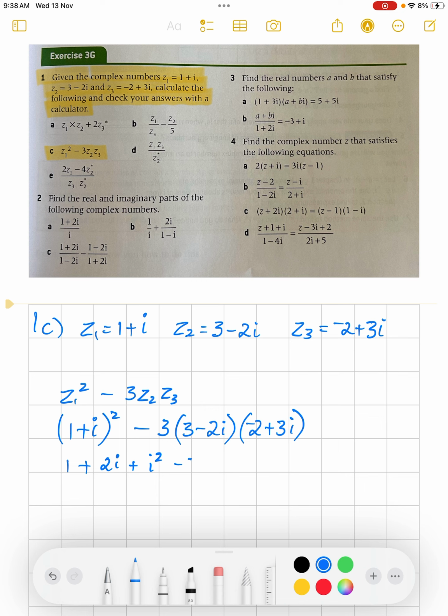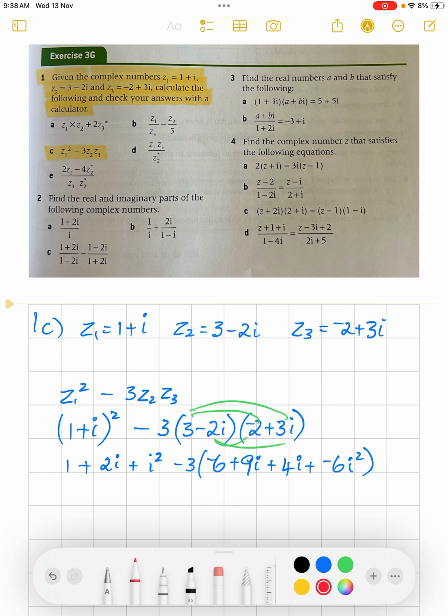Now I'll leave the negative 3 here, and let's just expand. 3 times negative 2 is negative 6, and 3 times 3i is 9i, and then negative 2i times negative 2 is positive 4i, and then finally negative 2i times 3i is negative 6i squared.